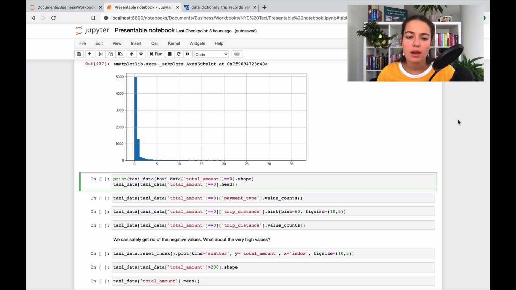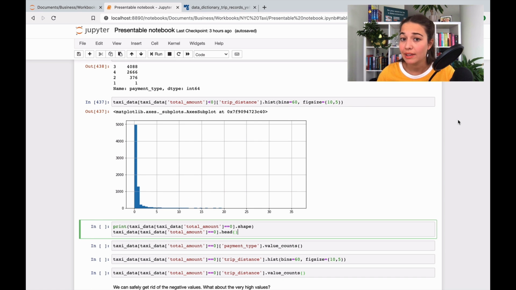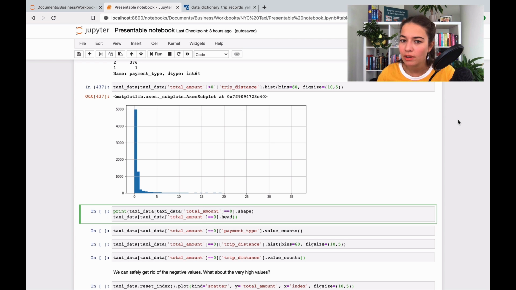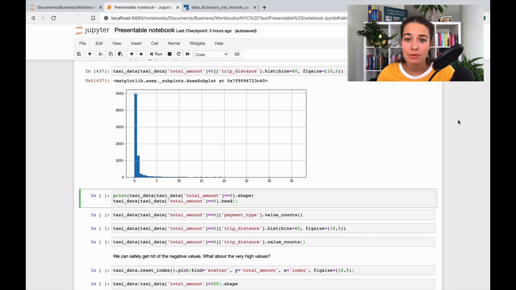Okay, so I looked into what I can do about the negative values, but then I realized I'm not actually looking at the values that are zero, because those are also a bit weird. Why would someone pay $0 for a cab? And I actually don't want to have them in my data set. If that happens because someone gets in the cab and decides to not go anywhere, that information is not going to be very useful for me. It's only going to be confusing for the model. So I just want to see why these values are there.